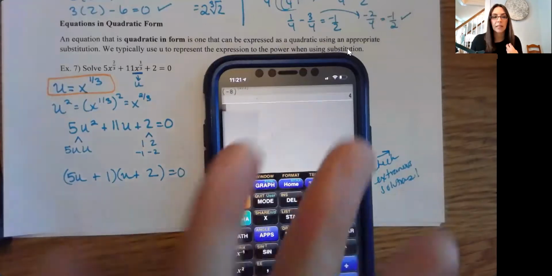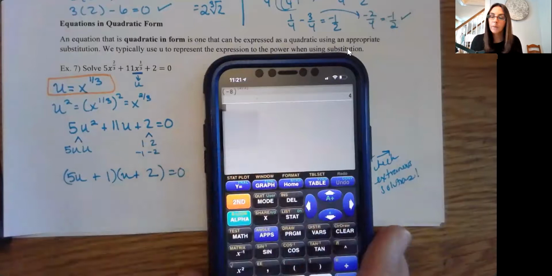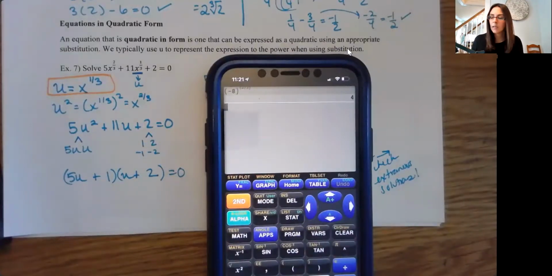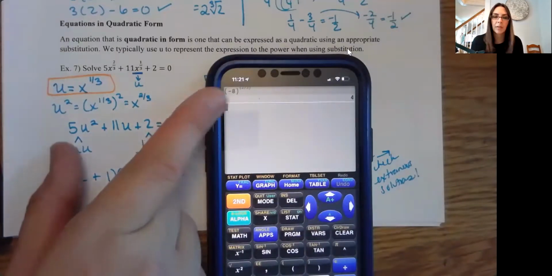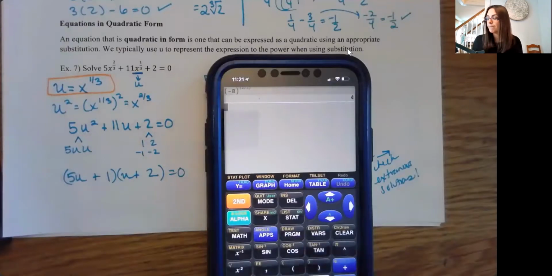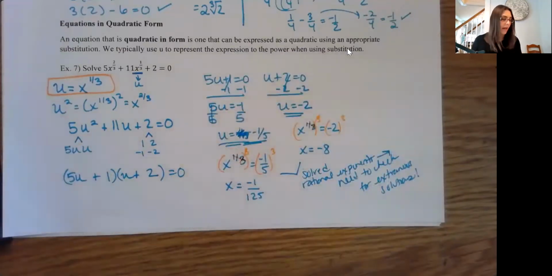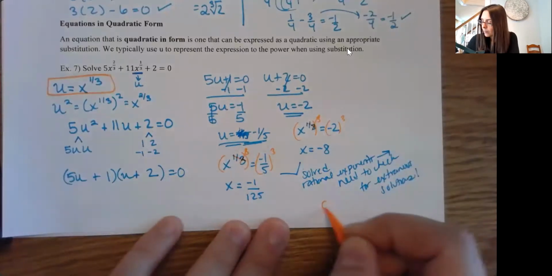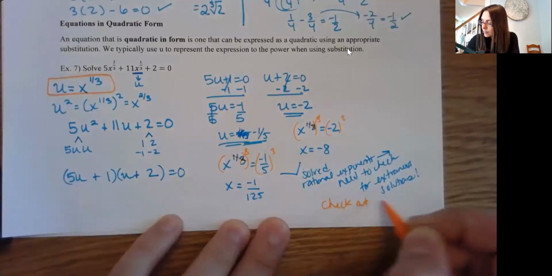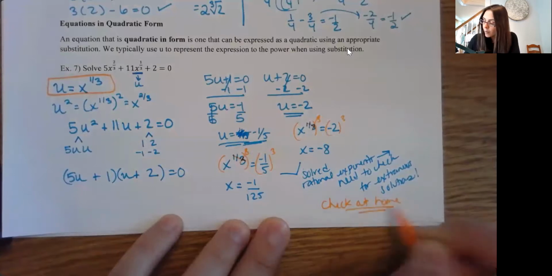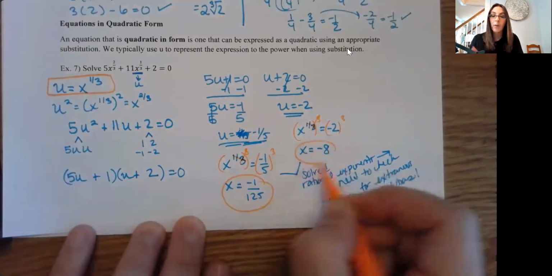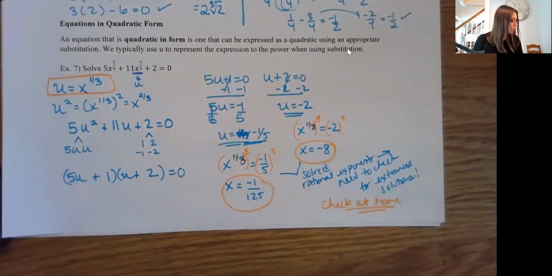But again, if you're getting a little bit stuck, you can use your calculator to help you. You just have to make sure you use lots of parentheses. So parentheses around negatives and parentheses around exponents, particularly depending on which kind of calculator you have. Okay, so you can check at home. But they both work. So they are both going to check out and be true solutions.